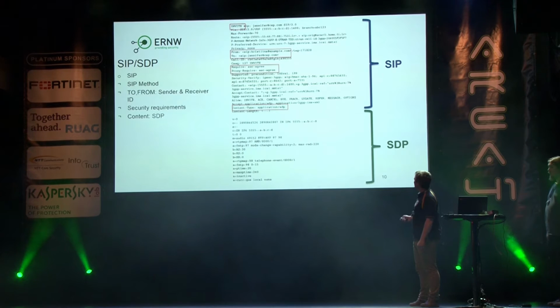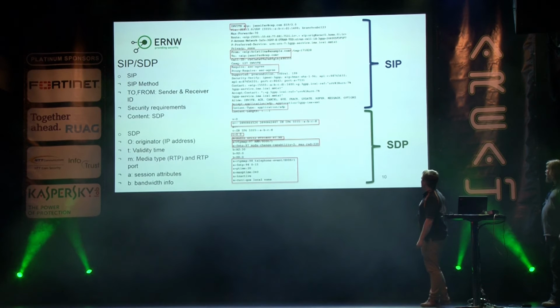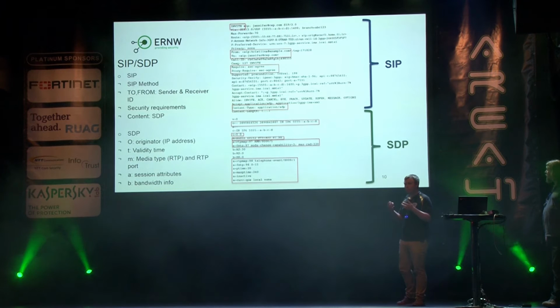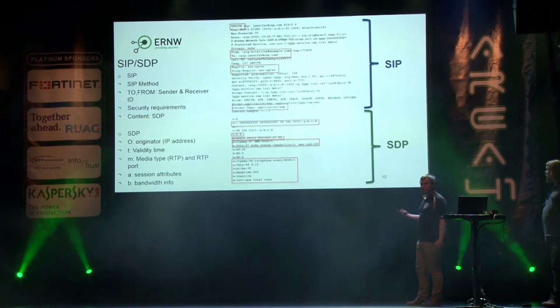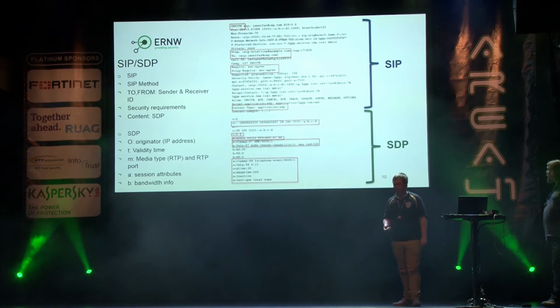The SDP itself, like you see here, has an originator, again an IP address from where the RTP traffic should be established. And you have some validity timestamps. You have also some media types, what you want to use, which codec you want to use, and some further attributes. Also, some security information will be placed here. Good.